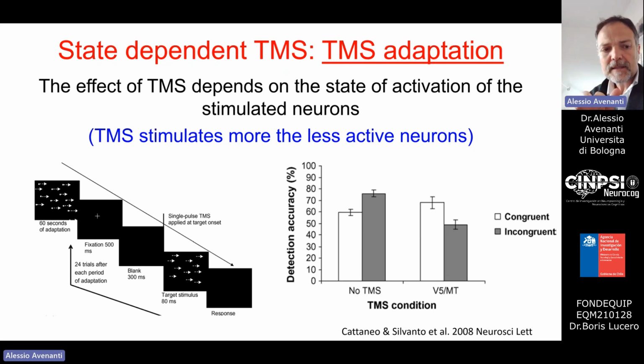Because in principle you can manipulate with psychophysics the activation states of specific populations of neurons and test their relevance for behavior by using protocols like this one, this TMS adaptation. There are also other versions like TMS priming, because priming is in principle conceptually related to this phenomenon. But the general idea is that the TMS effects are state dependent, depending on the state of neurons at the moment of stimulation.